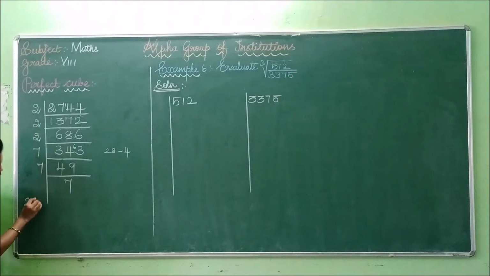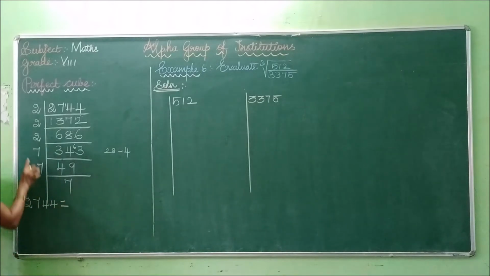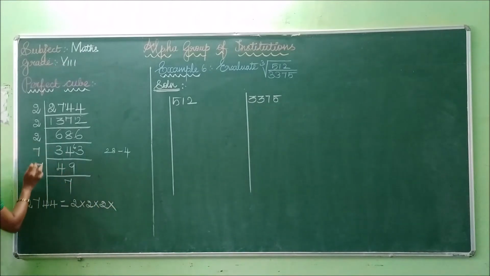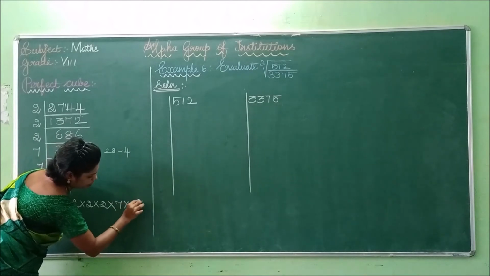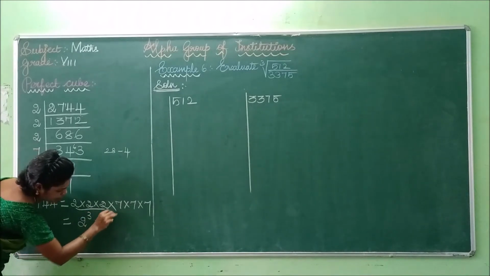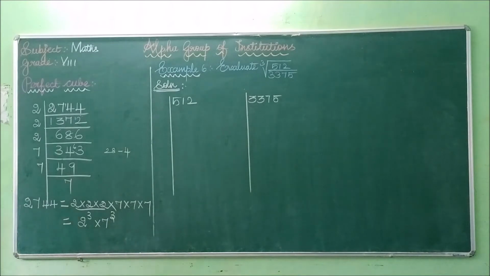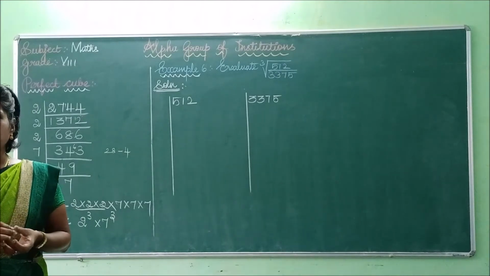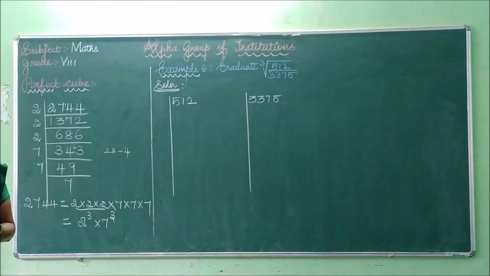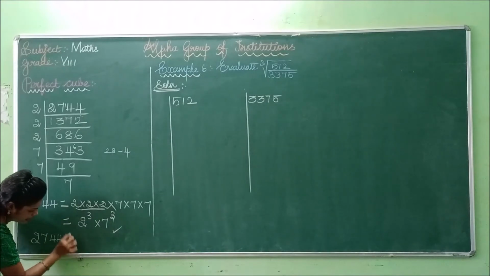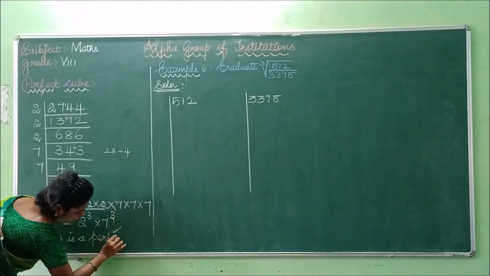Now write this number 2744 as the prime factors: 2 into 2 into 2 into 7 into 7 into 7. Then we can write this as 2 cube into 7 cube. So now check. If you want to say it is a perfect cube, what is the statement? A number is a perfect cube if, in its prime factorization, each prime factor appears thrice. Yes, it appears thrice only. So we can call this number, 2744, a perfect cube.